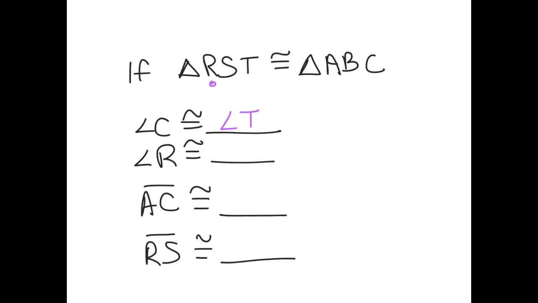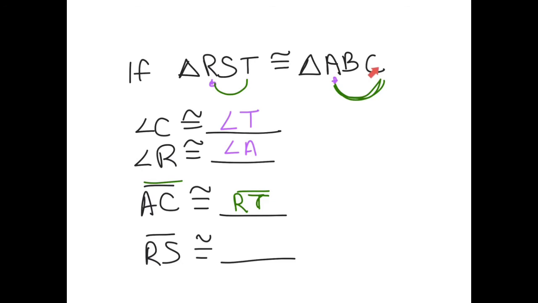Angle R is the first one, so it's going to match with angle A. So those 2 parts will be congruent. AC is the side AC, so that's the 2 on the end, and the A is first and then the C, so the R goes to the T. So R to T is going to be the side that it's congruent to, and order does matter.